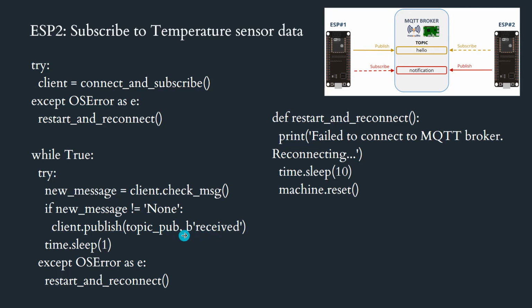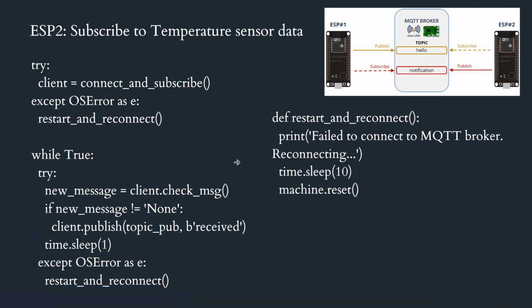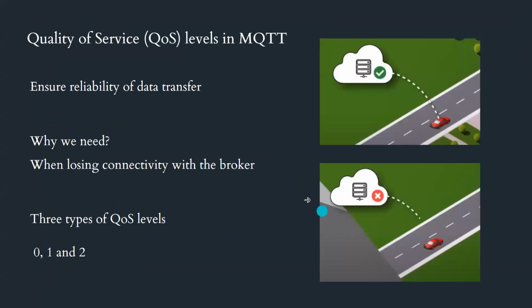So we are sending this message under the topic notification, and then we are sleeping for 1 second. If this function does not happen, the machine will restart and try to reconnect to the MQTT broker. So in this first part of the code, what we are trying to do is publish the notification message under the notification topic. We are sending a message saying we have received the temperature data. So that is what is possible in this code.